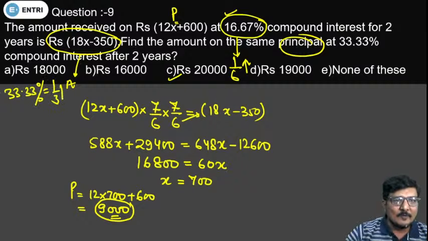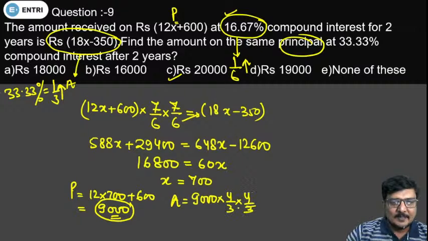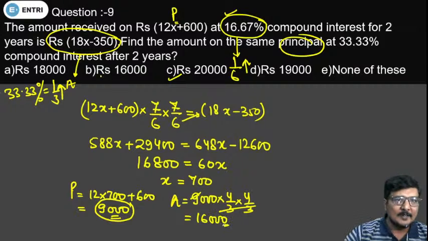The value of 33.33% comes out to be, what is the fractional value of 33.33%? 1 by 3. So we are increasing by 1 by 3. So the amount that we will be getting will be 9,000 into 4 by 3 into 4 by 3. So 9 and 9 get cancelled out. The answer should be 16,000. Okay. The right answer will be B.